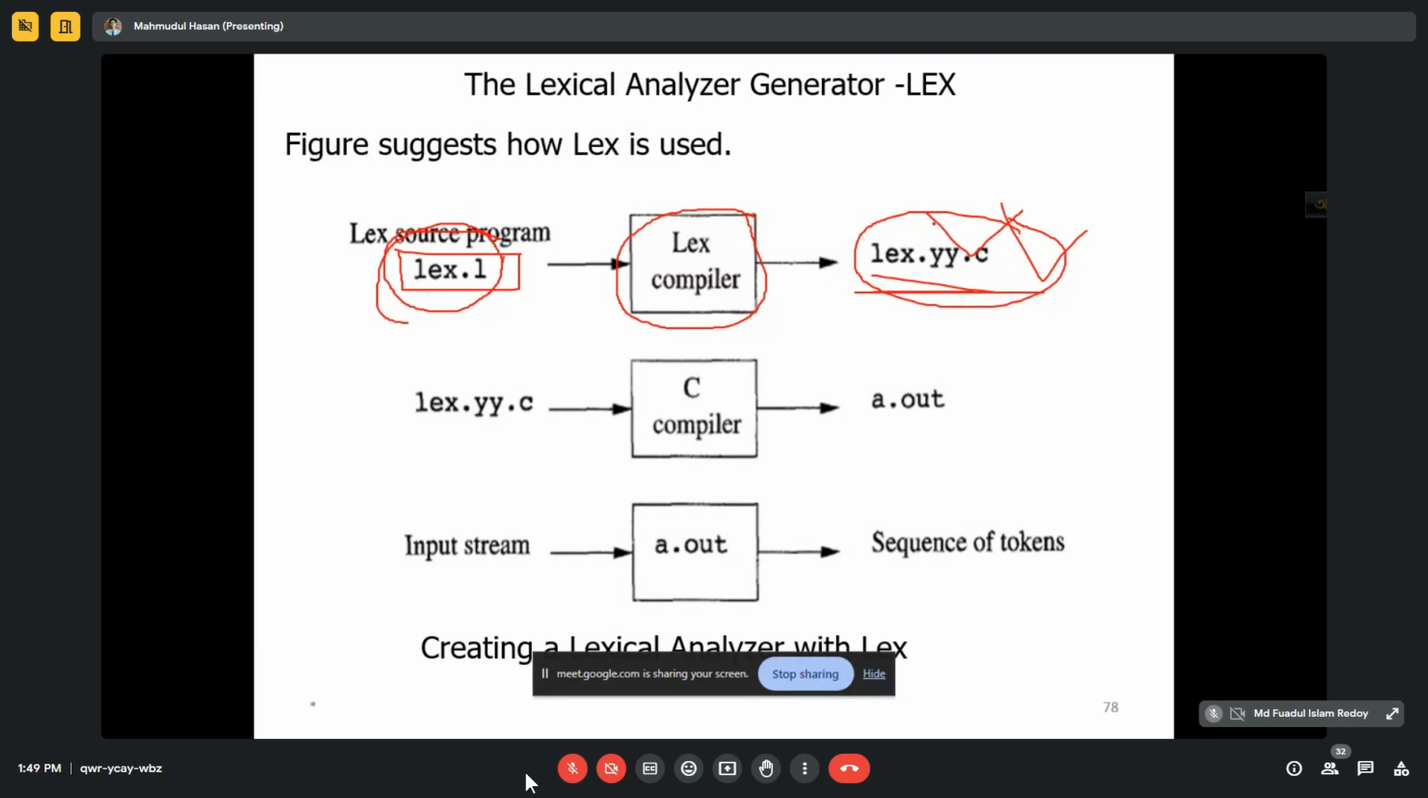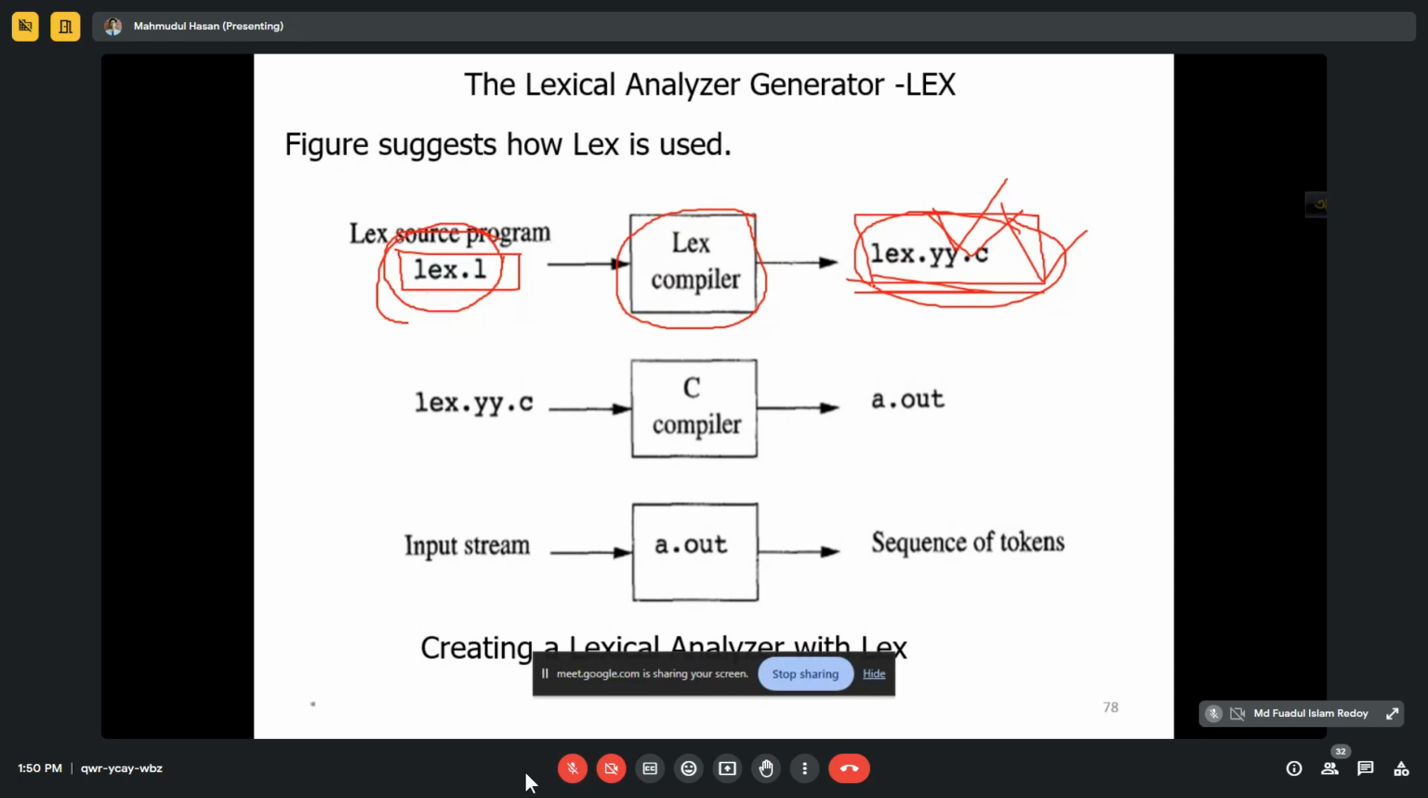Okay, so the lex file contains regular expressions, and when you pass this lex file through the lex compiler, it will produce the yy.c file, and it's a C programming file. It's a normal C file, and this file contains the transition diagram of the regular expressions that are defined in the lex file.